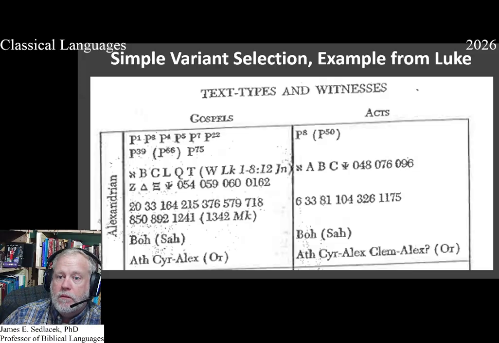Notice that B and Aleph. Aleph is Sinaiticus, B is Vaticanus. Both of these are Alexandrian witnesses for Gospels. They happen to also be for Acts, but notice in Acts, Alexandrian also picks up. See the capital A there. But Alexandrinus is not an Alexandrian witness for Gospels. The Gospels, they're a different family.